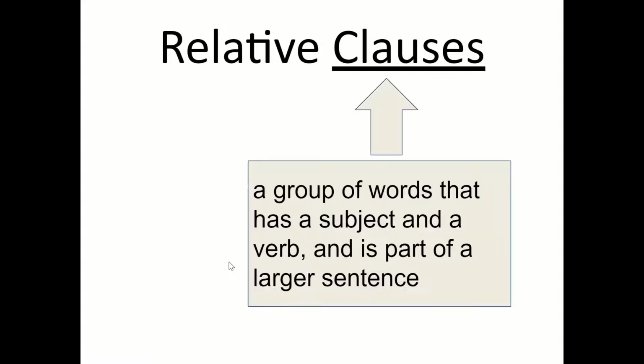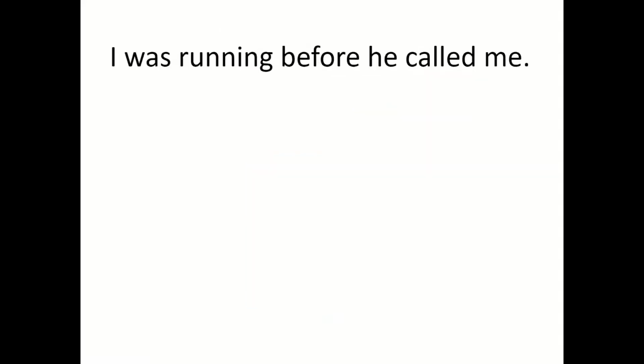Relative clauses, as you can see, consist of two words. Let's look at the clause part first. A clause is a group of words that has a subject and a verb, but it's not a sentence by itself. It's part of a larger sentence.